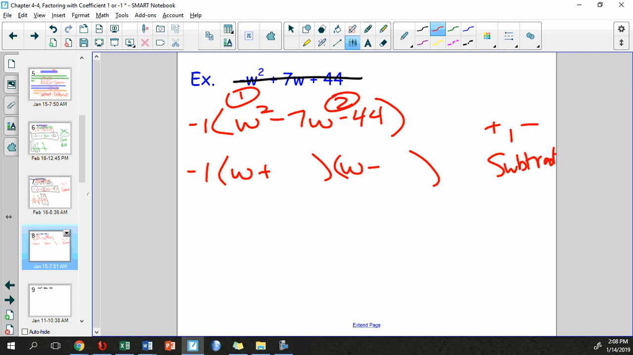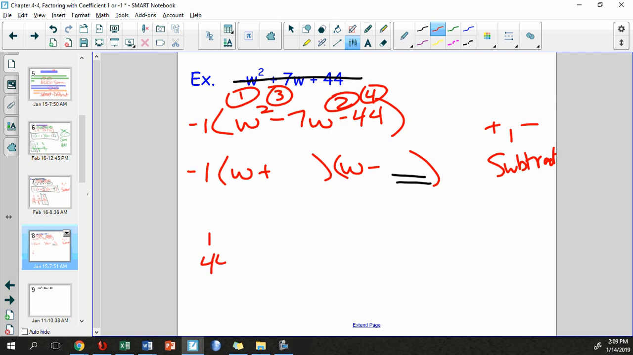Okay, so I'm going to go up here and look at my middle term, which is a minus sign. What does that minus sign tell me? The larger factor goes with the minus. Do we all understand that? Yes? Right now, I need to find my factors of 44.